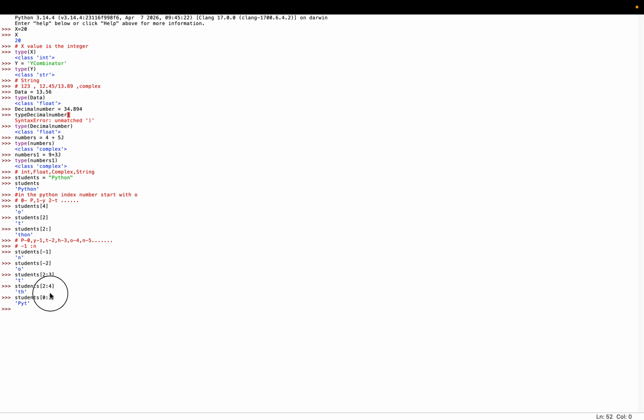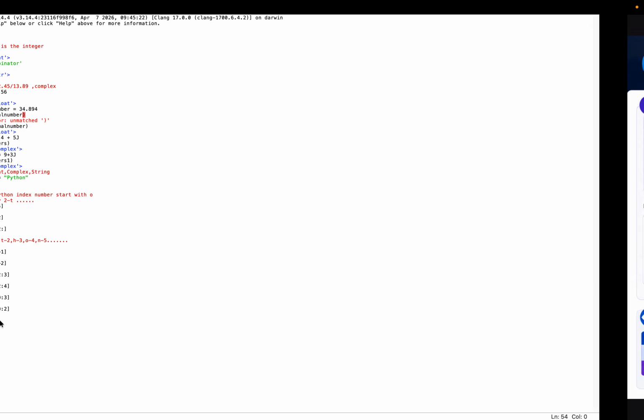I have to select 0, 2 because you are not counting for the 1. You directly count 1, 2, 3, I think. You can see now students, 0 is already counted. Okay, so 0, 1. So next number is 2. If I want py, then you can see I got py. This is what indexing and slicing is.